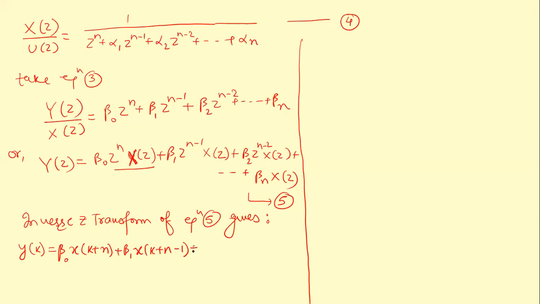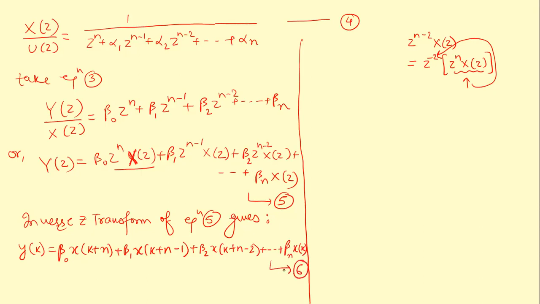In a similar manner, we have the next term, beta 2. Here we have z^n, so let us write it here: z raised to the power n minus 2 into X(z). So it is z inverse square into z raised to the power n into X(z). This particular term has been delayed by 2 samples, so this would be x(k+n-2). And up till beta n into X(z), where we have z raised to the power 0, so that means we have beta n x(k). This is, for example, equation number 6.